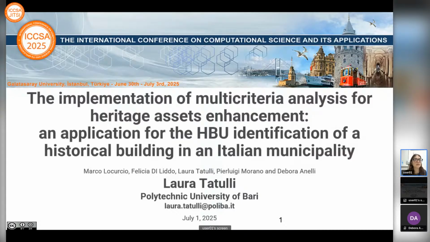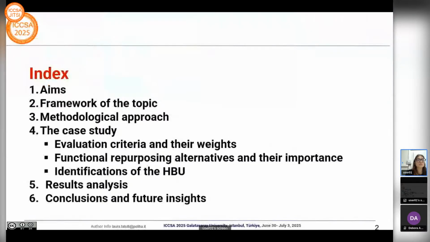So, good morning to everyone, and thank you for having me here. This work was made by Marco Locurcio, Felicia Di Liddo, myself, Pierluigi Morano, and Deborah Nelli. This presentation is about the implementation of multi-criteria analysis for heritage asset enhancement. In particular, we will focus on an application for the HBU, the highest and best use identification of a historical building in an Italian municipality. We will see the aims of the work, the framework of the topic, the methodological approach proposed, the case study.